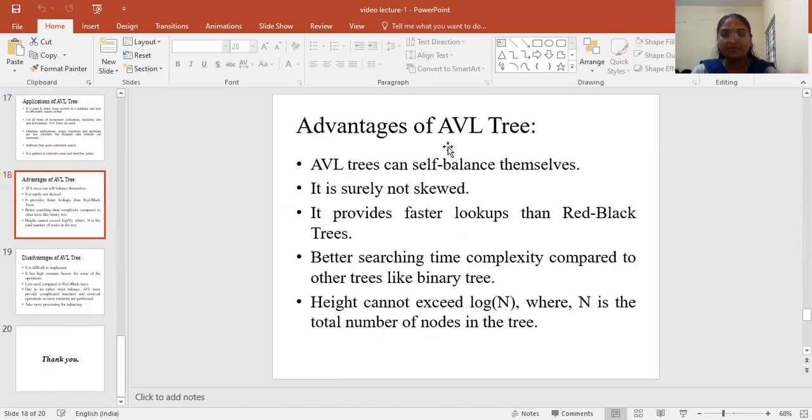Now, coming to the advantages of the AVL tree: as it is a self-balanced tree, it does not change positions frequently, it is faster than red black trees for lookups, and it is better in search time complexity compared to the binary tree. The height cannot exceed log n, where n is the number of nodes in the tree.